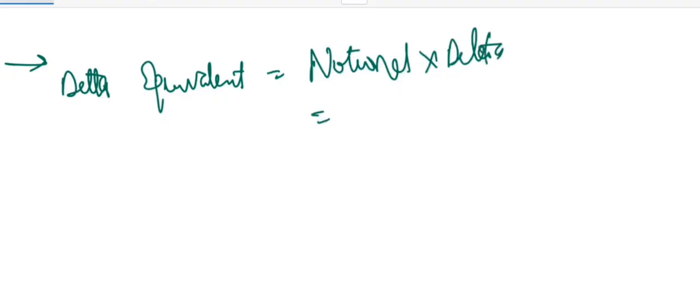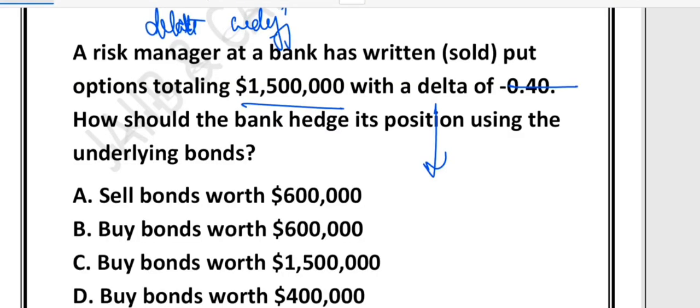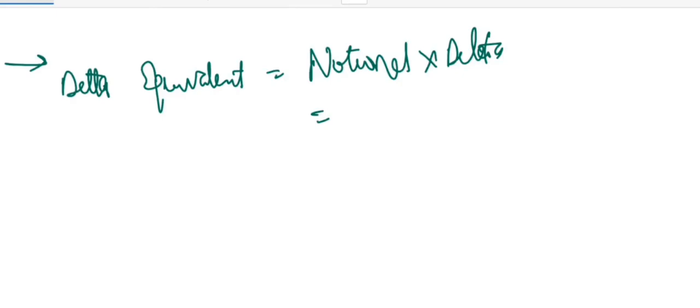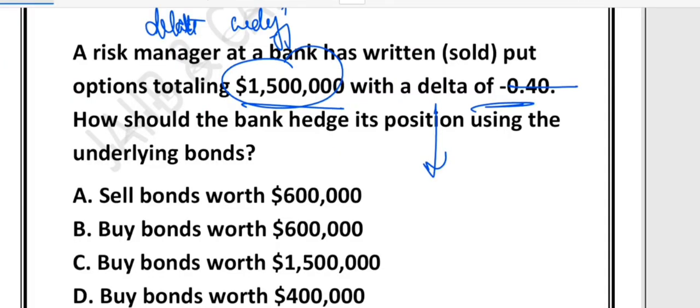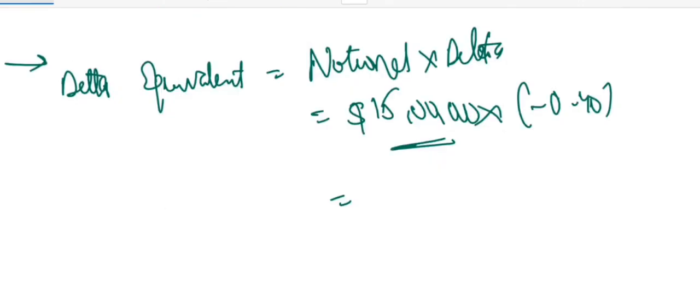Let's plug in the values. How much is the notional they have given? You can see clearly they have given 15 lakh dollars. So just write 15,00,000 multiplied by the delta value they have given, minus 0.40. After calculating, this will give you minus 6 lakh. So this is your delta equivalent.